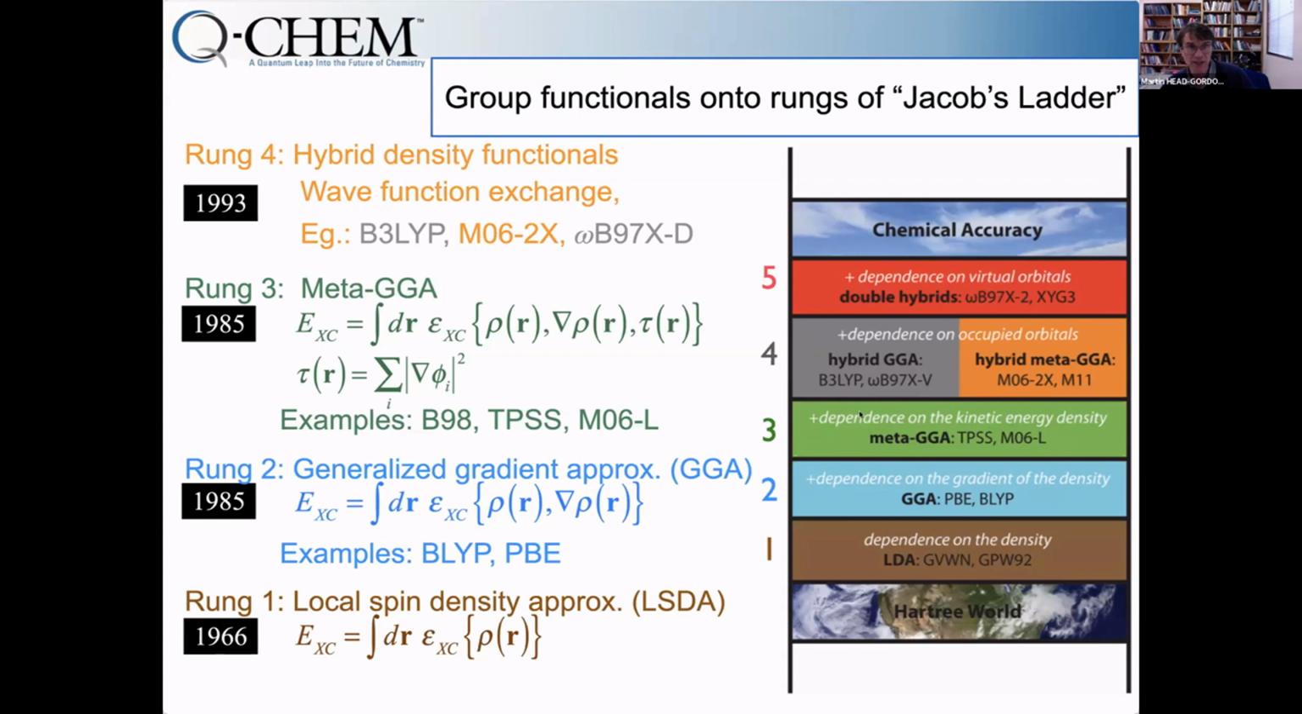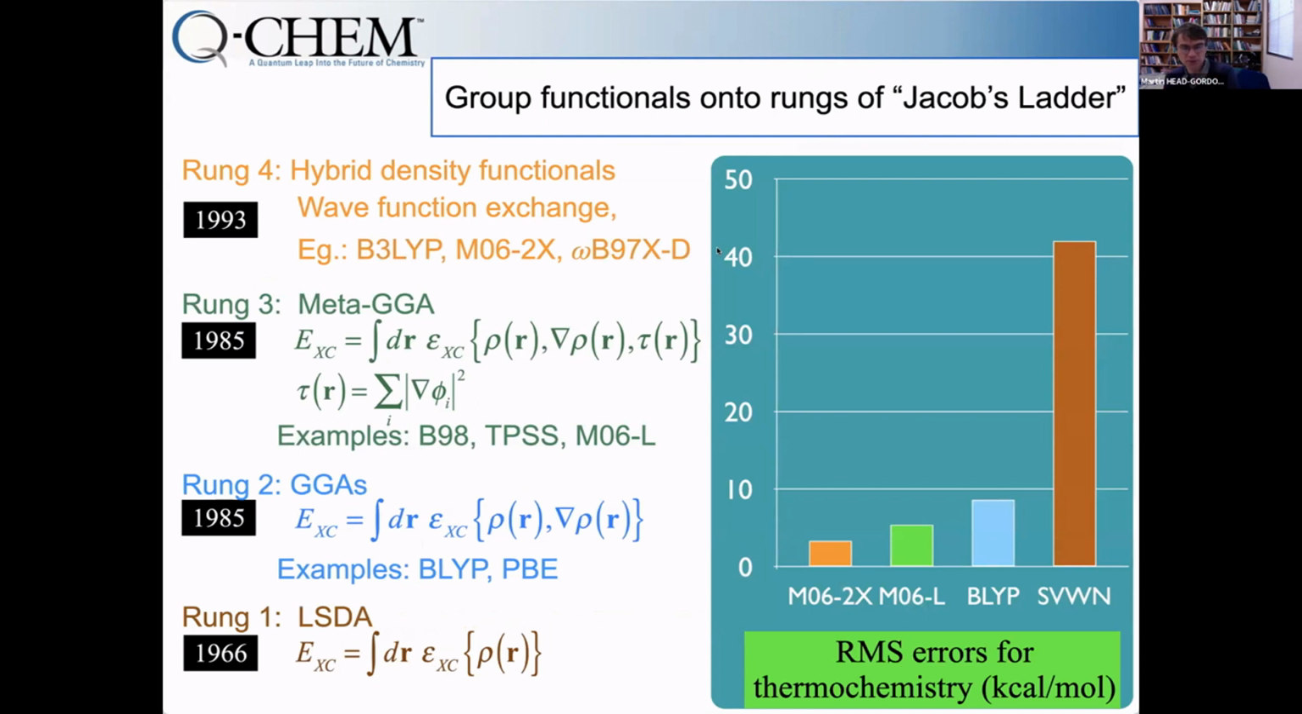Okay, so that's the ladder. What can we say about the performance on the ladder? Well, here's just picking out 4 functionals representing rungs 1, 2, 3, and 4, and you can see that the RMS error here drops precipitously as you go from rung 1 to rung 2. In fact, it was really in the mid-1980s that density functional theory became interesting for chemistry with the advent of usable GGAs like BLYP to begin with, and then PBE later on.